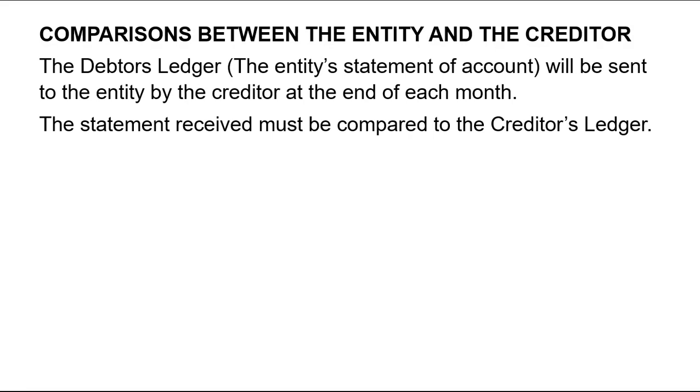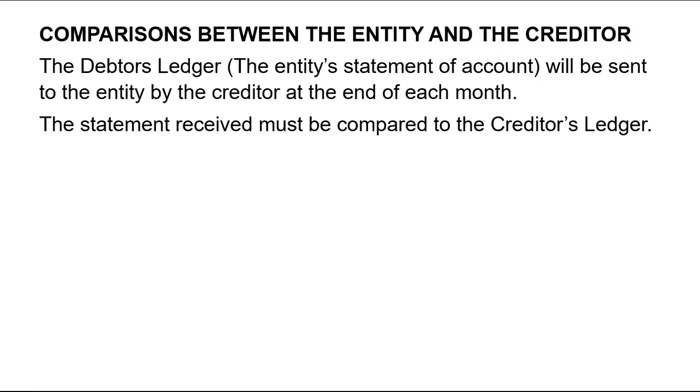In essence, once we receive the statement from the creditor, we are going to compare our credits with their debits and our debits with their credits. Because in our books, they are a liability. So whenever we owe them more, we are going to credit their account. In their books, we are an asset. We are a debtor to them. So whenever we buy from them, they debit our account. And I will explain that as we go.